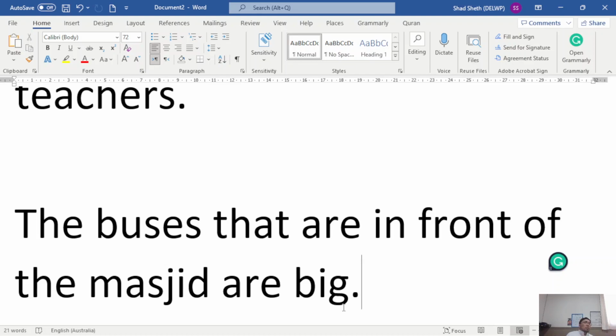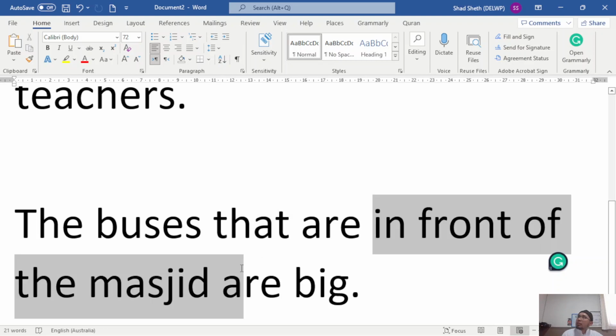Which one? The buses are the mubtada. Where's the khabar? Big. Okay. Remember that, yeah? Now, what are the other fragments that are in there? What is this? Is that ismu isharah or is that something else? Ismu mausul. Yes, that's ismu mausul. What is this one? Zarf makan. In front of.